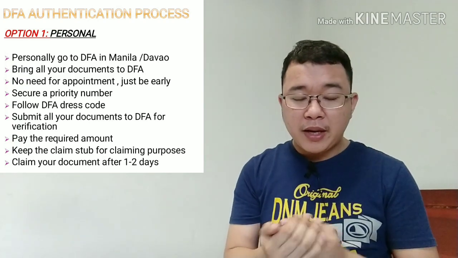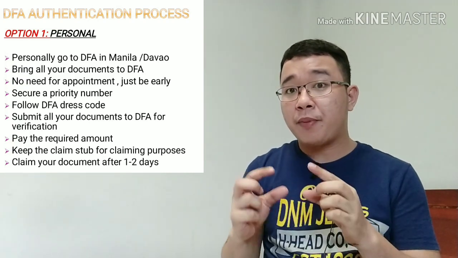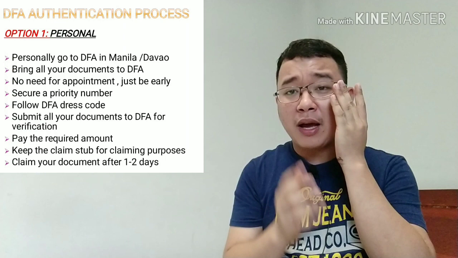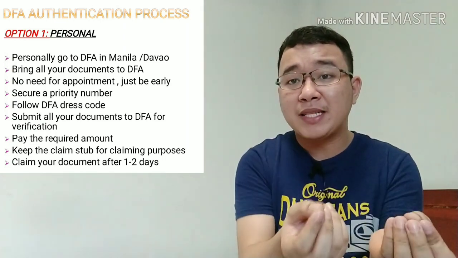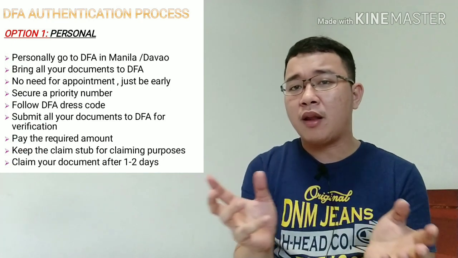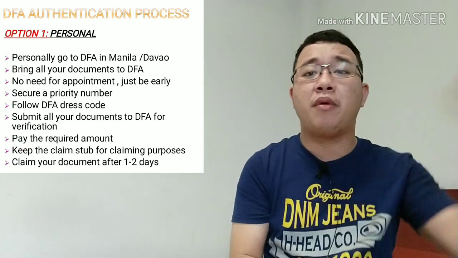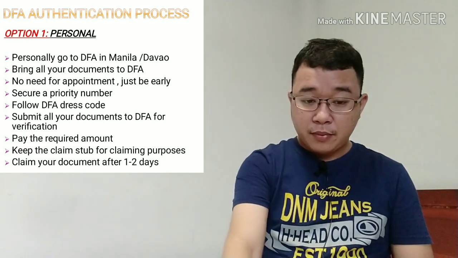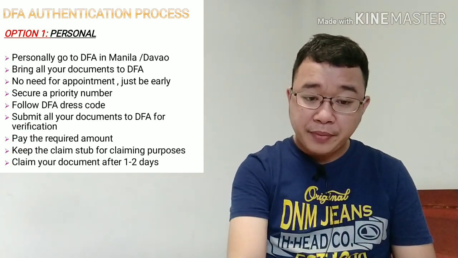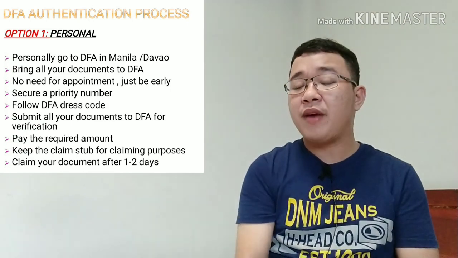Okay, so pagdating mo doon sa DFA, you have to secure a priority number. Yun ang nakakaligtaan ng iba minsan, hindi sila kumukuha ng priority number. So, pag pasa nila ng dokumento, hanapin ang priority number, tapos wala sila. So, back to zero ang gagawin mo.